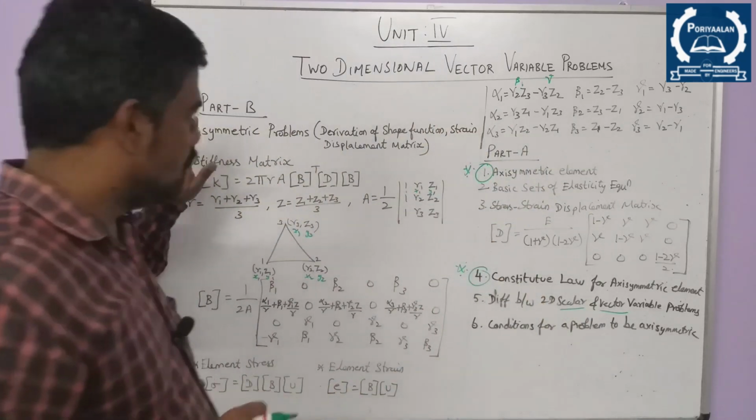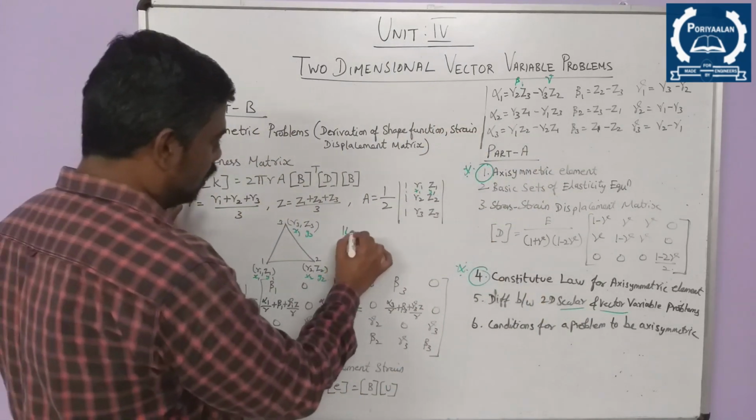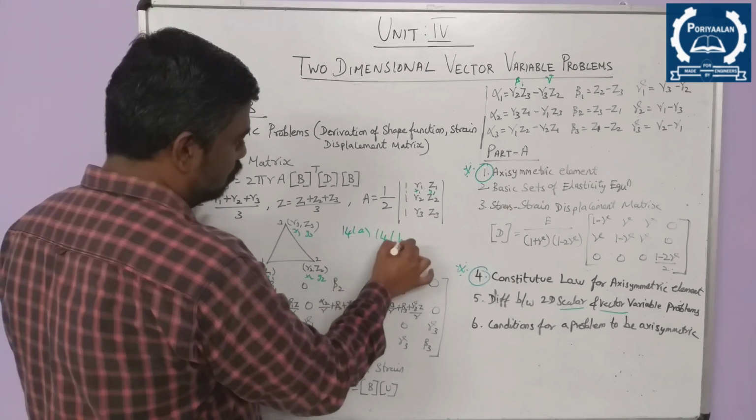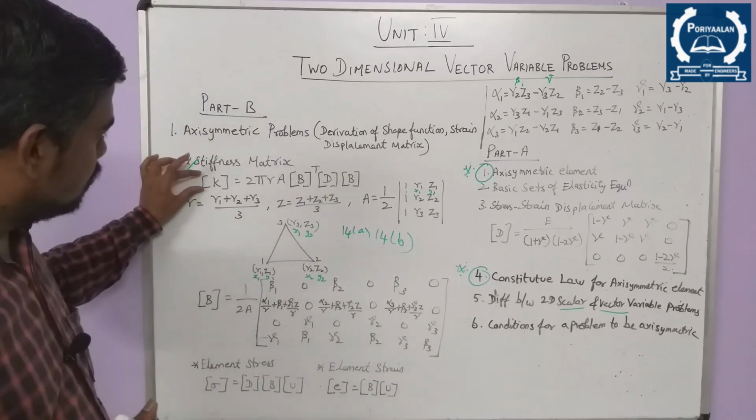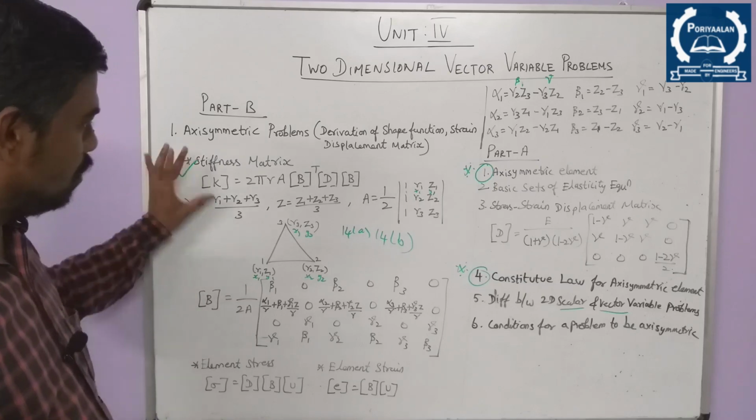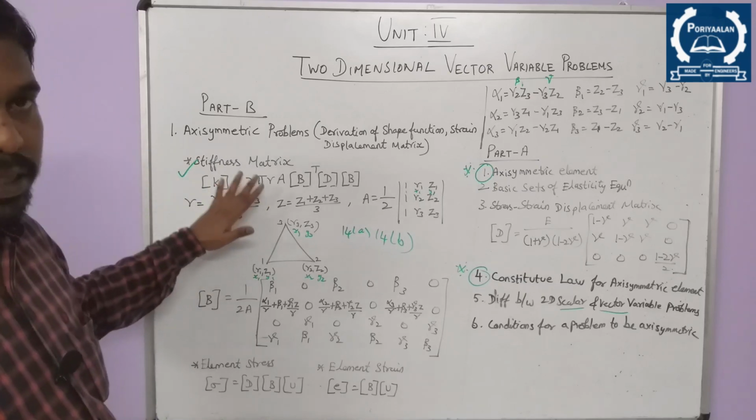So you have to concentrate only on axisymmetric. Definitely 14A and 14B should be axisymmetric. Just this formula, the stiffness matrix formula and the B formula, you have to get. Definitely you get 13 marks in part B.